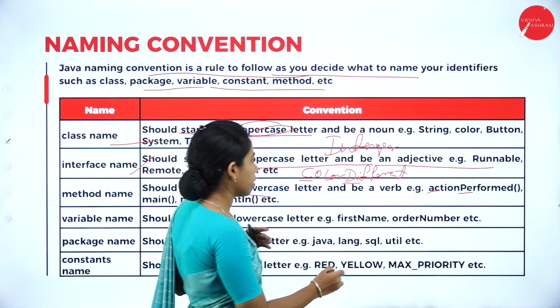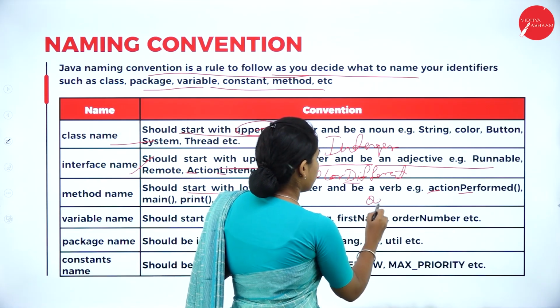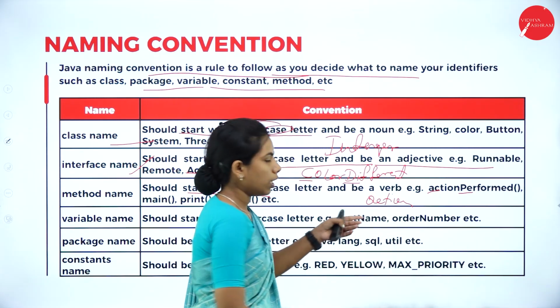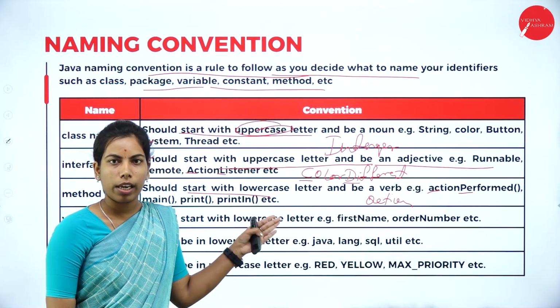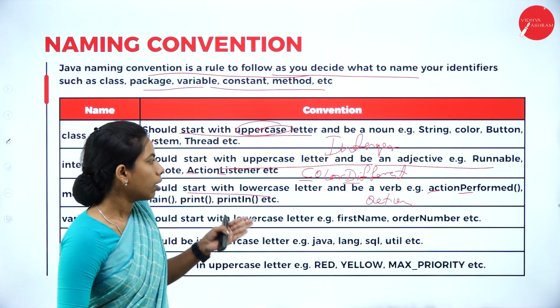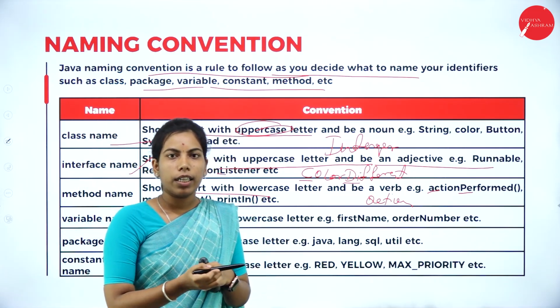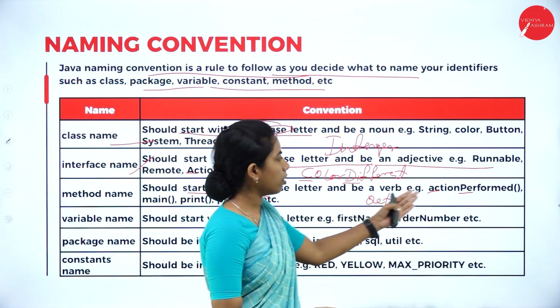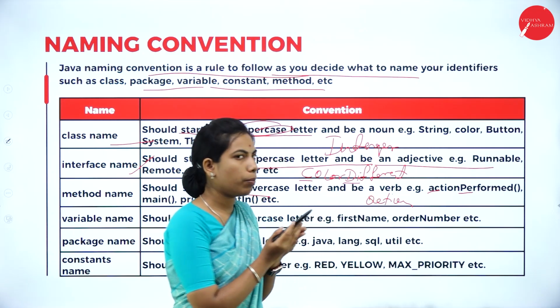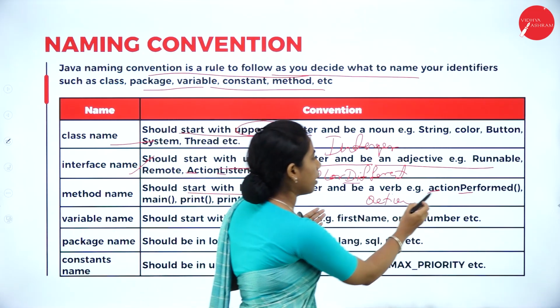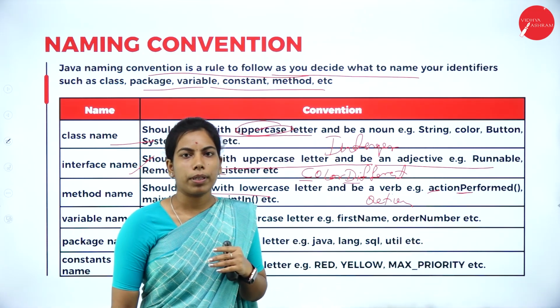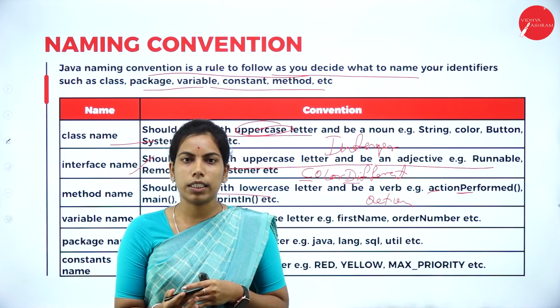So for example, consider if my method name is only action, it starts with small letters only, not a capital letter. But if the method name is two words, like action perform, we have to combine both the names, and the second name should start with a capital letter. This is how you have to give the method name.